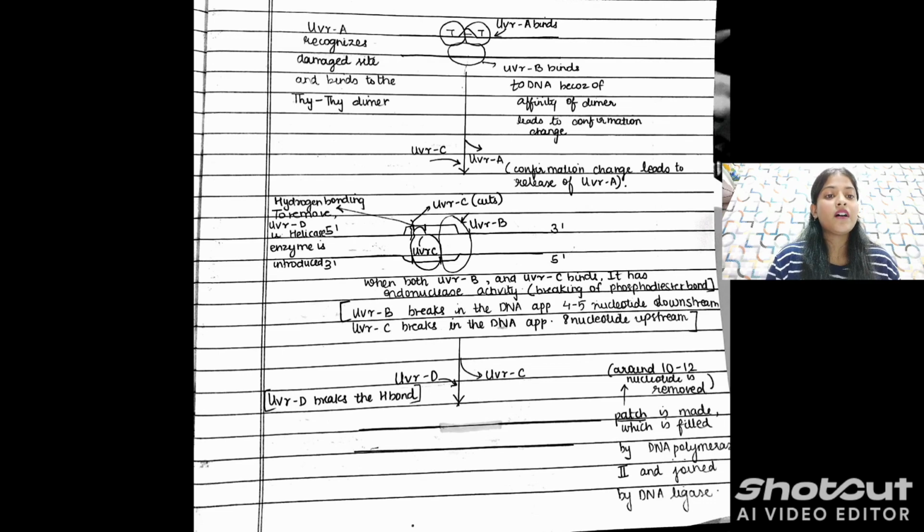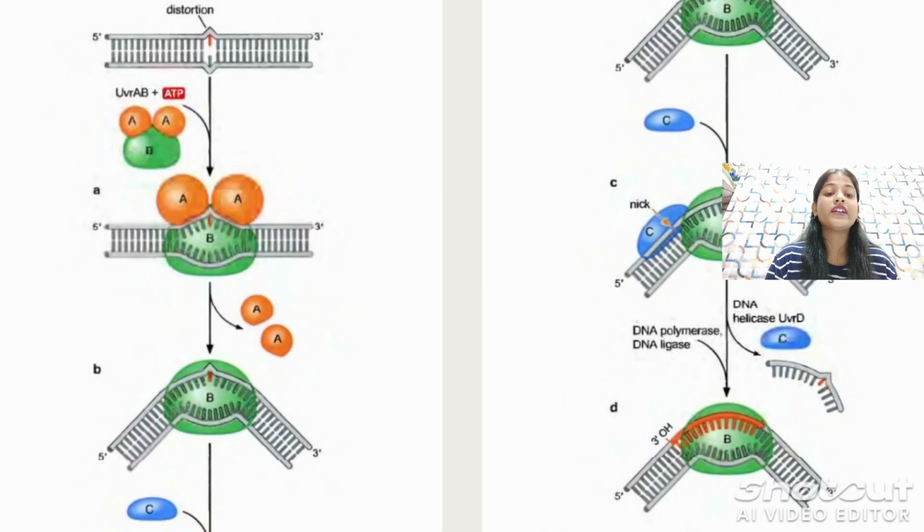The next step is excision. After the incisions are made, the damaged DNA segment is removed from the site, and then a new enzyme is introduced at the site. This new enzyme, UvrD helicase, helps in unwinding and removing the damaged DNA segment by breaking the hydrogen bonds between them.